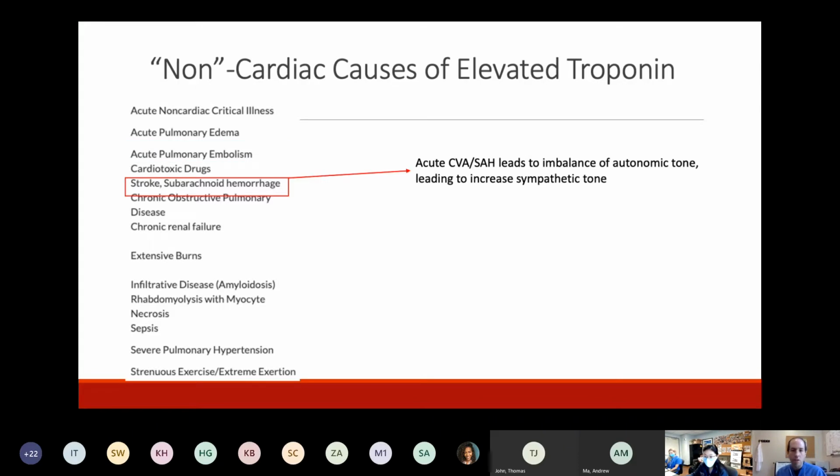Interestingly, stroke and subarachnoid hemorrhage lead to elevated troponin. You don't see this on medicine as much, but if you do cardiology consults, we will sometimes see patients up in the neuro ICU who have a stroke or a hemorrhage. And the etiology is thought to be an imbalance of autonomic tone. So you get a dramatically increased sympathetic tone to the myocytes, leading to a little bit of release of troponin.